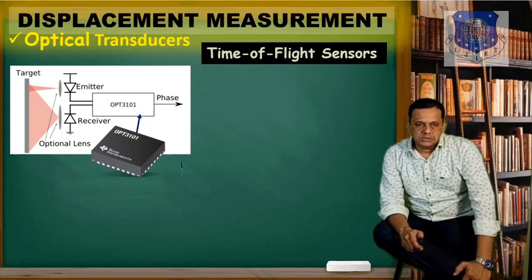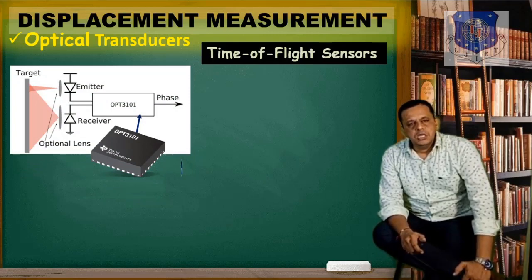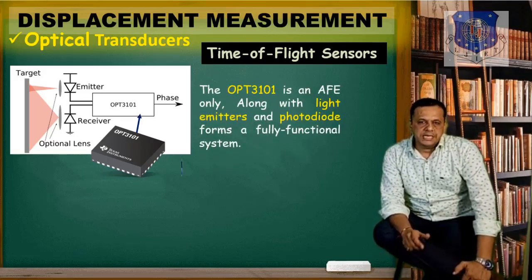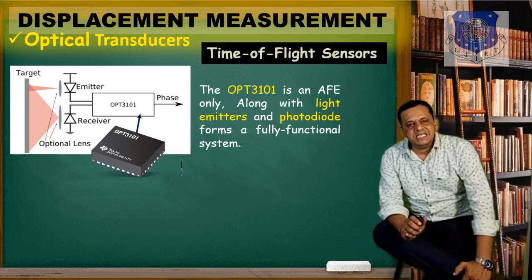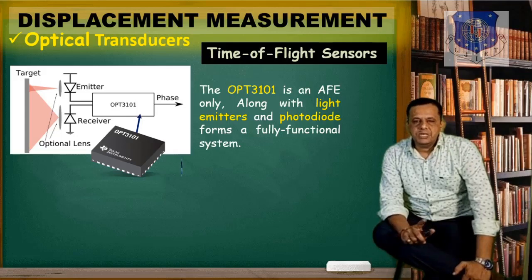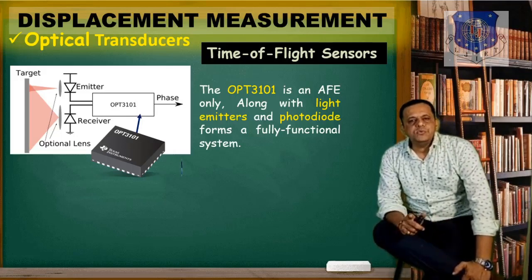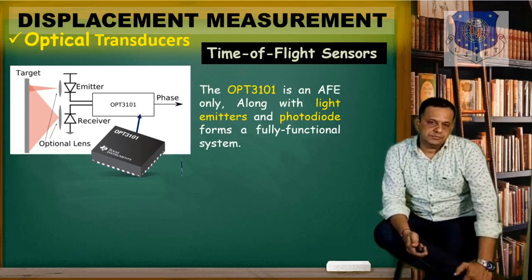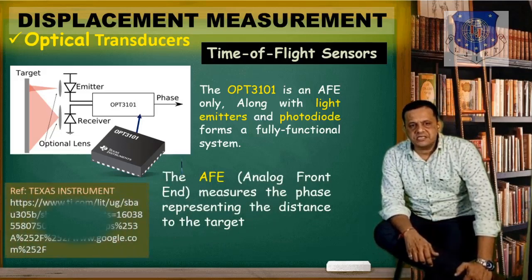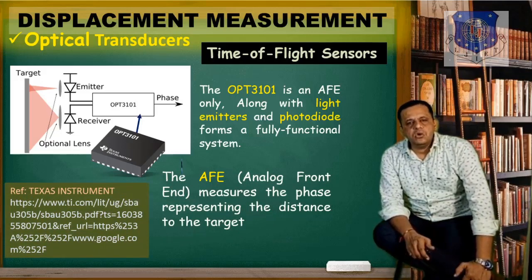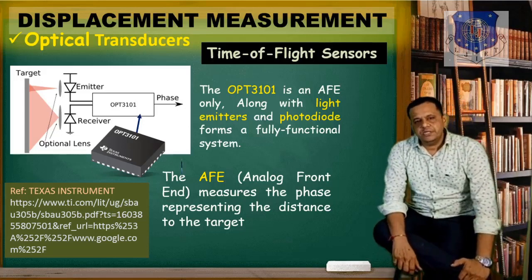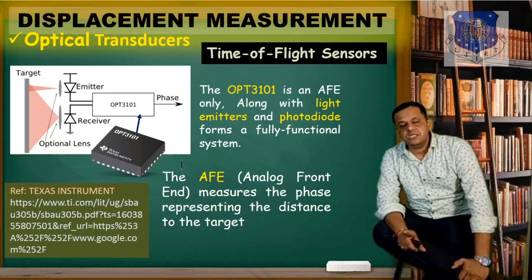This device I am showing you is the OPT3101. It is an AFE, an analog front end, and it basically measures the phase. The entire system combines with the light emitter and photodiode to make a fully functional system. It is from Texas Instruments. Here it represents the portion related to the phase measurement, where the phase represents the distance of the target.